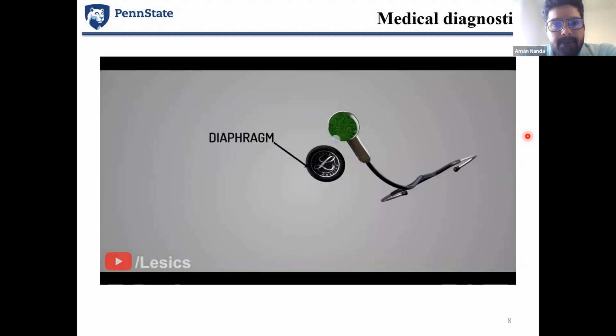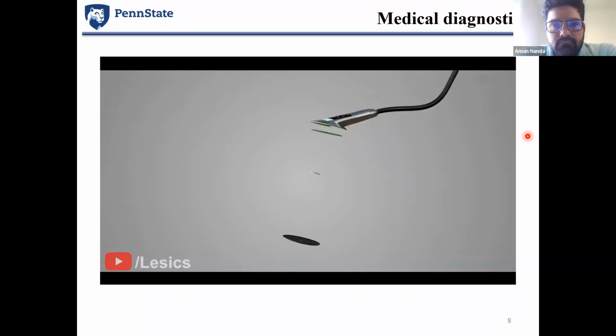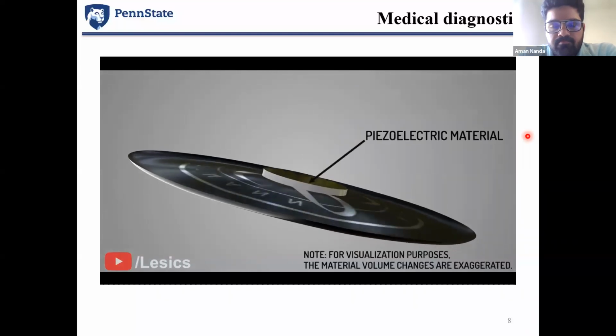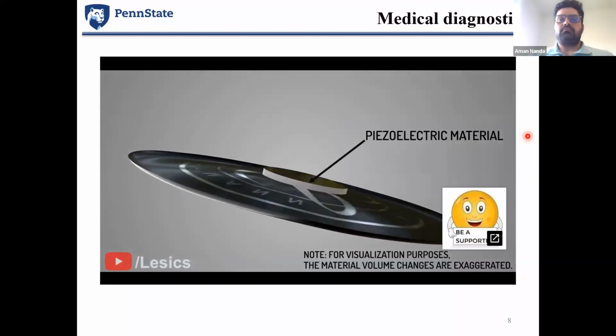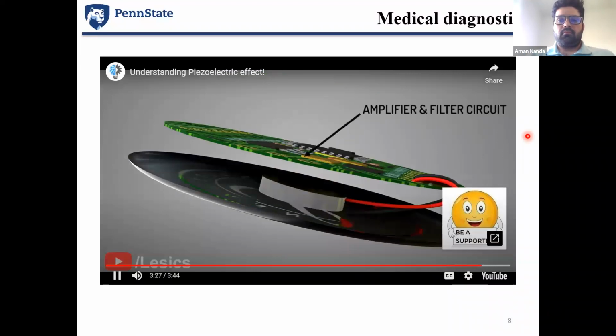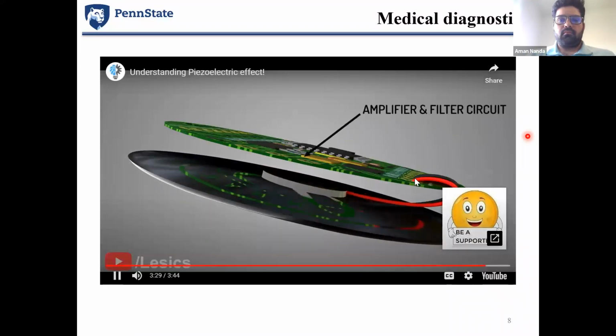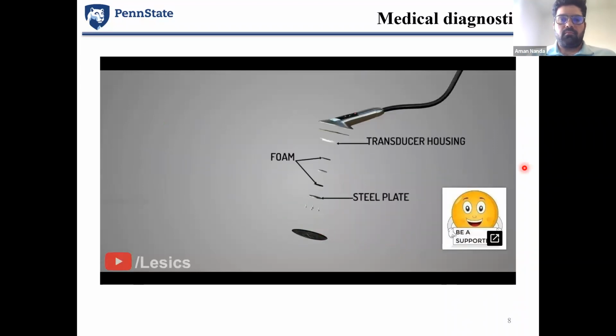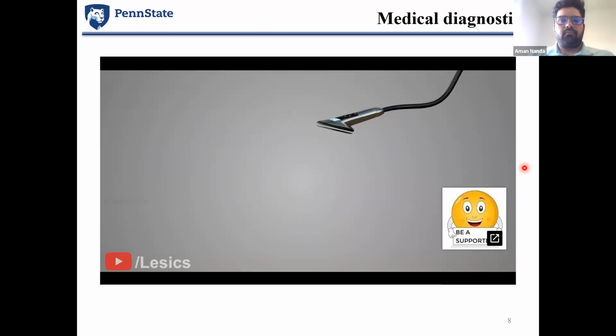When the sound waves hit the diaphragm, it oscillates, making compressions or expansions in the piezoelectric material. This produces voltage across the material proportional to the amount of deflection. The voltage is then transferred to an amplifier and filter circuit to get the desired output. We connect the piezo material to a foam spacer and a steel plate to enhance the vibrations, which in turn results in generating more voltage.